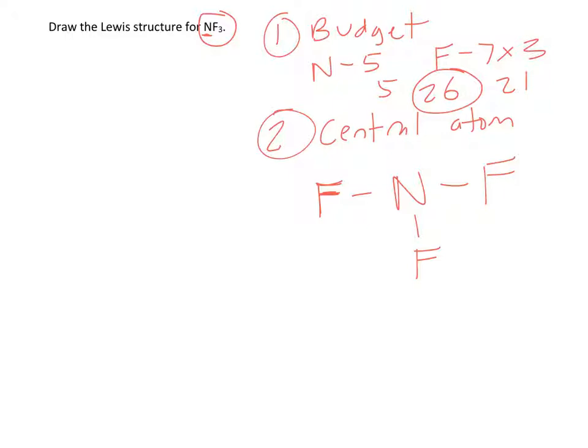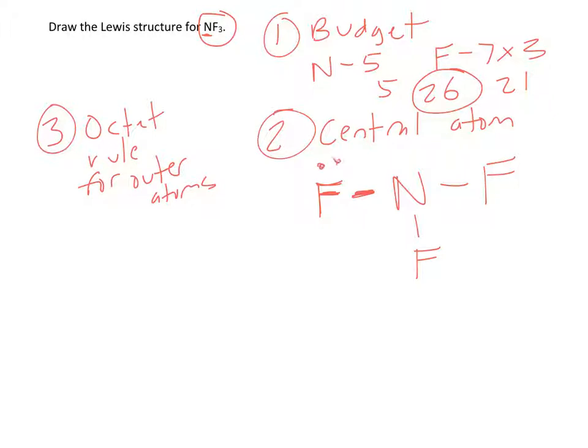Then for step 3, we're going to obey the Octet Rule for the outer atoms. So we're going to fill in dots for all the outer atoms until they get their 8. Right now F essentially has 2 from this bond, so it needs to have 6 more, and now it is full. We're going to do the same with this F, and the same thing with this F. So we make sure the Octet Rule is filled for all the outer atoms.